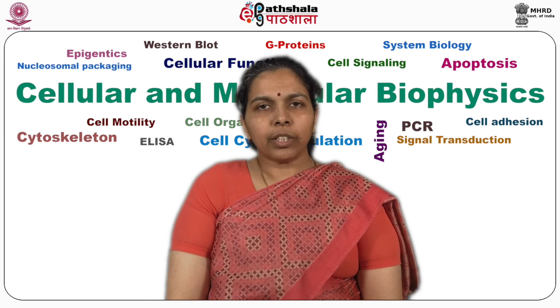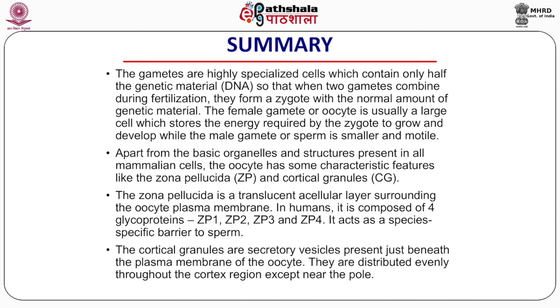So to summarize, we have the oocyte, which is the female gamete, which is large in size because it needs to be the energy store for the developing zygote and embryo, whereas the sperm has to be motile to reach the oocyte to fertilize it. The two important structural features of the mammalian oocyte are the acellular layer of zona pellucida and the cortical granules, which are very important to prevent polyspermy from happening.